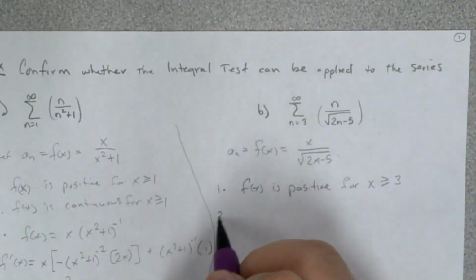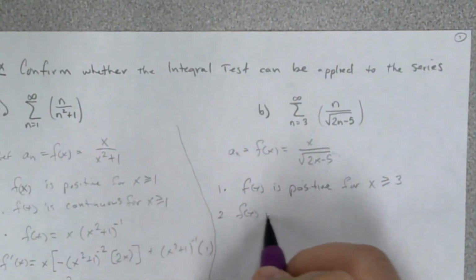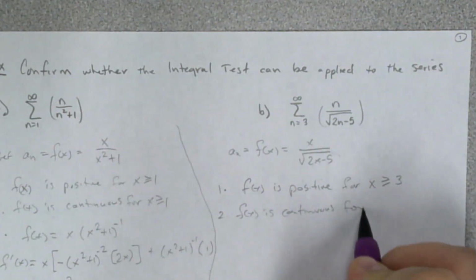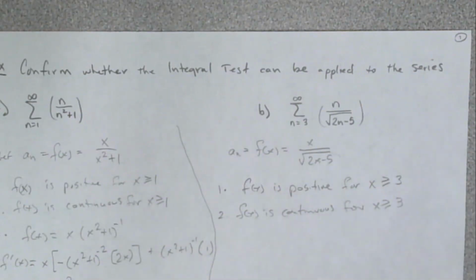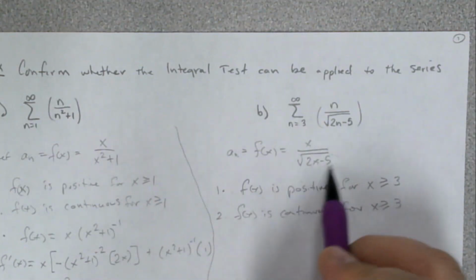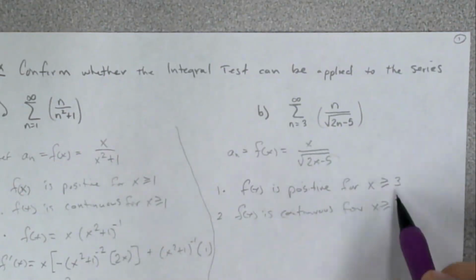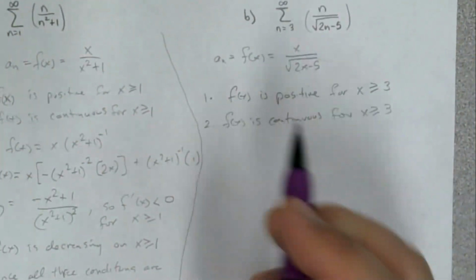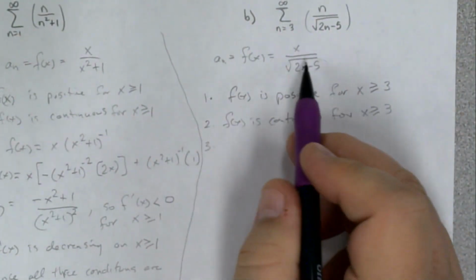So is this function continuous when x is greater than or equal to 3? Well, the point of discontinuity, or the undefined part, is when this thing right here is 0, which will be at 5 over 2, which is below 3, so we're good here. So it's continuous.